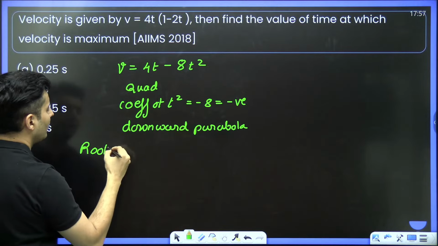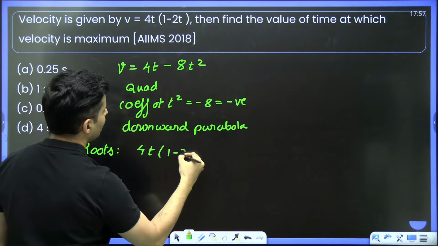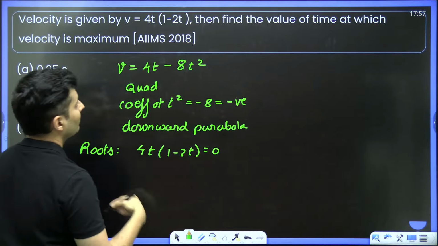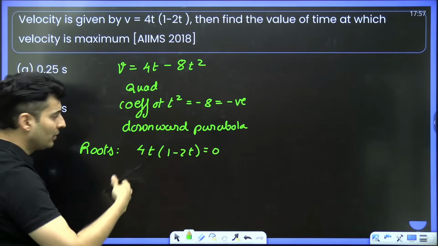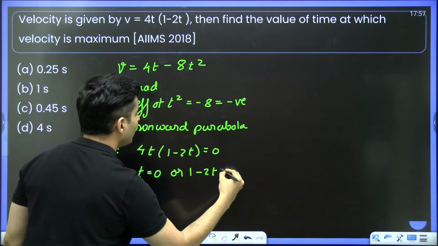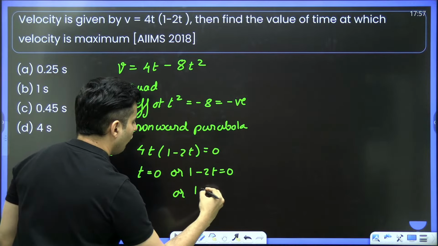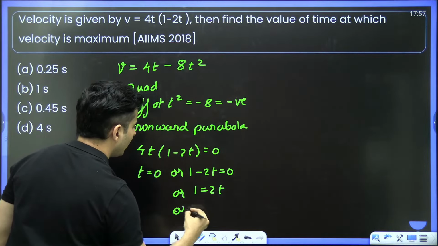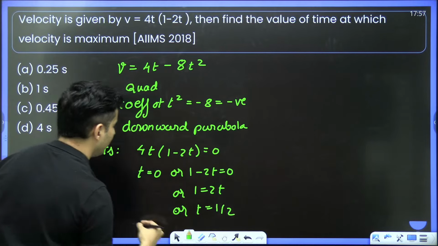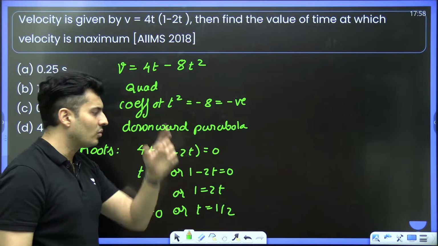Downward parabola. I can also find the roots. In order to find the roots, here is what I will do. 4t into 1 minus 2t is 0. Let's assume this is 0 to find the roots. So either time is 0 or 1 minus 2t is 0. This is direct. Or I can just say 1 is equal to 2t, or I can just say t is equal to half. t is 0 or it is half. These are the roots.